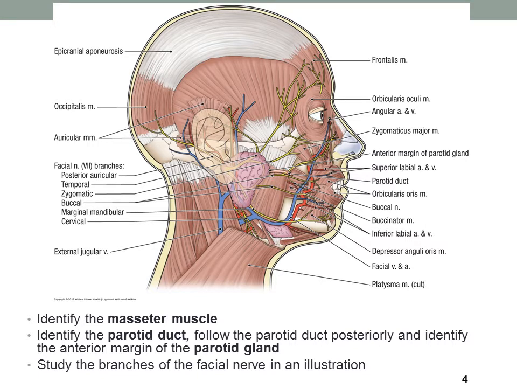It's just a few centimeters inferior to the zygomatic arch, and then you should see it coursing across the face all the way to the anterior border of the masseter muscle, and then it's going to dive down into this muscle here, which is called the buccinator muscle. So once you've identified your parotid duct, you can follow it posteriorly just to the anterior margin of your parotid gland here.